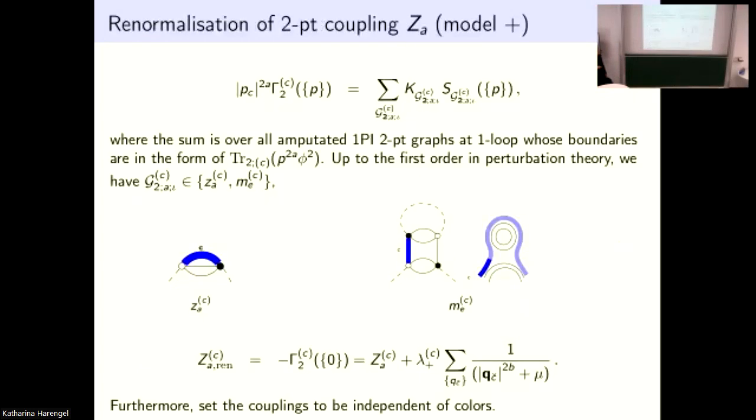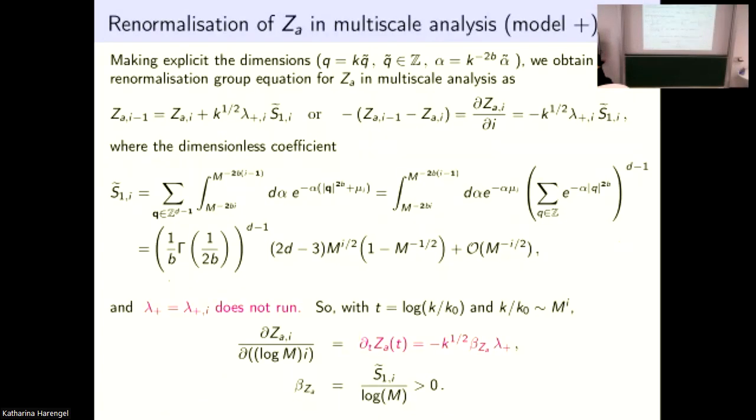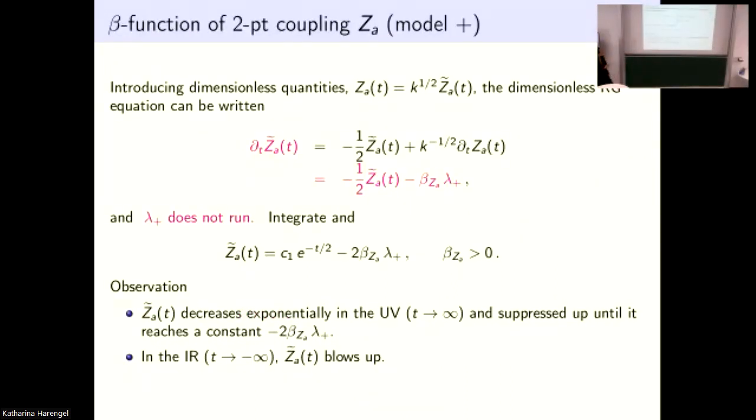Anyway, sorry. We can do a similar thing for the 2-point coupling ZA. Again, you have to take care of the dimension of quantities. Also note that lambda plus doesn't run. You can again integrate both sides of the flow equation, and this is what it looks like. The observation again is that ZA decreases exponentially in the UV, and then it reaches the second term at some point. And then in the IR, ZA again blows up.